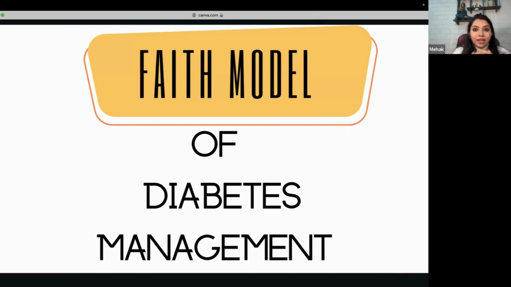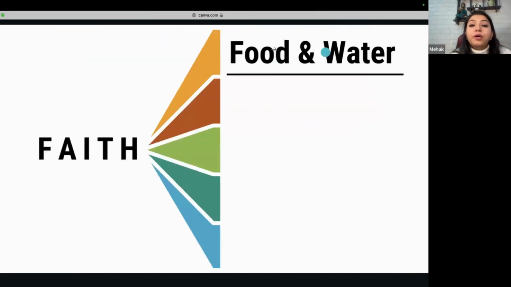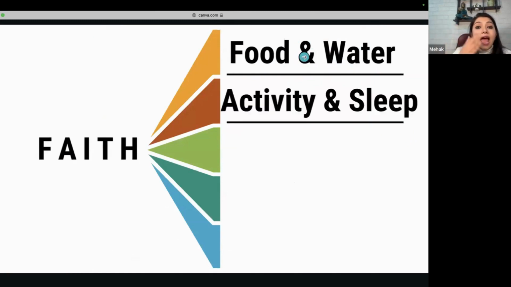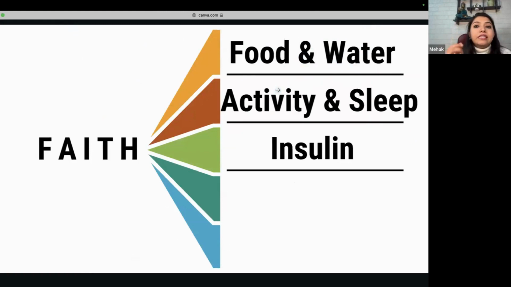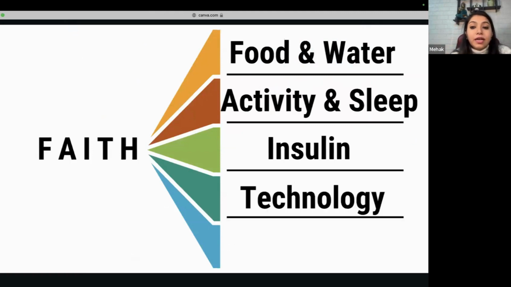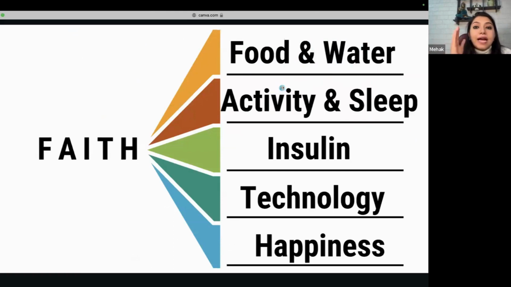But here FAITH was an acronym, and F stands for food and water. That means in diabetes, we have to take care of food and water. Second, A stands for activity and sleep. I stands for insulin. Insulin doesn't mean only the insulin we take from outside, but also the insulin that the body produces. We need to take care of that insulin. And T stands for technology. H stands for happiness. That is mindset, the stress you all have.